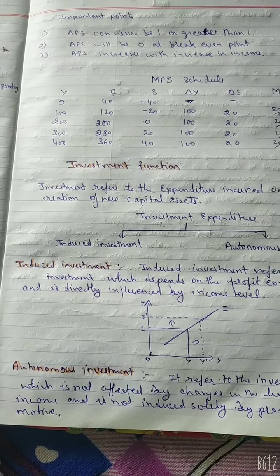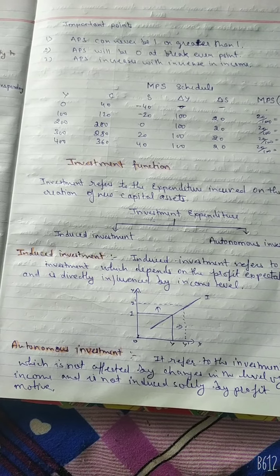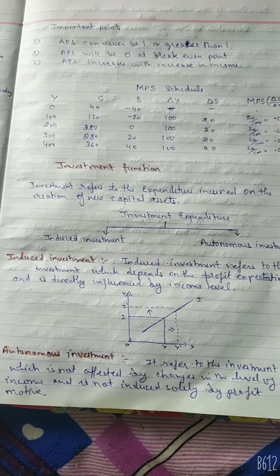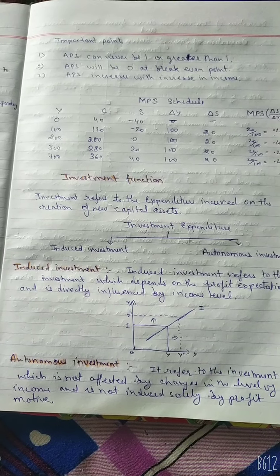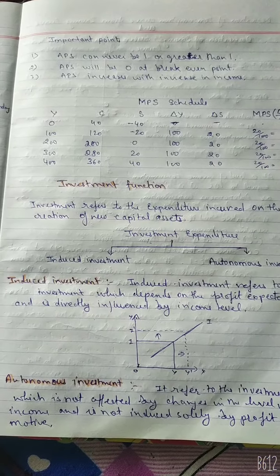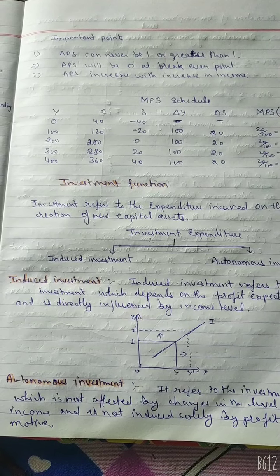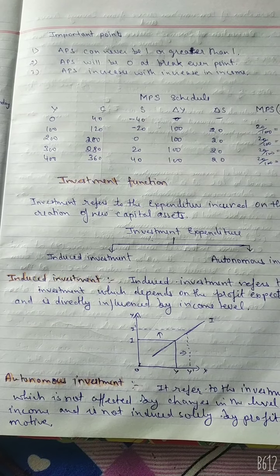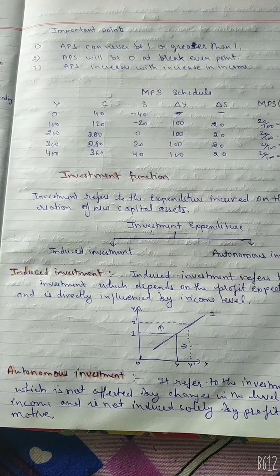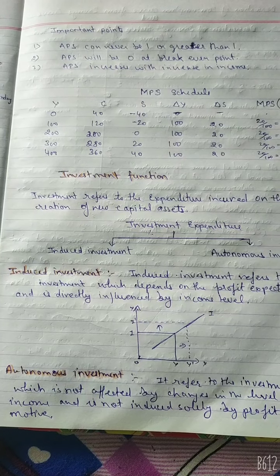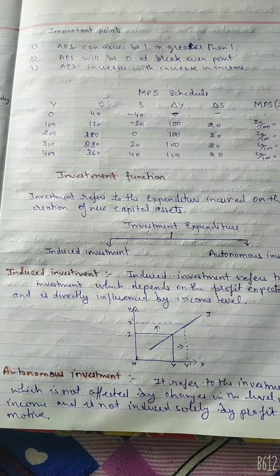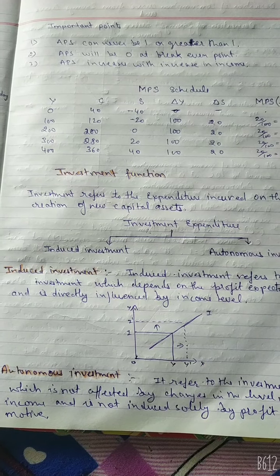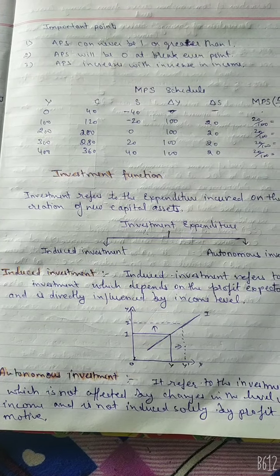Next, autonomous investment. It refers to the investment which is not affected by a change in the level of income and is not induced solely by the profit motive, meaning it is done for public welfare. It remains constant with respect to the level of income, it is income inelastic and parallel to the x-axis, and it is generally done by the government sector.